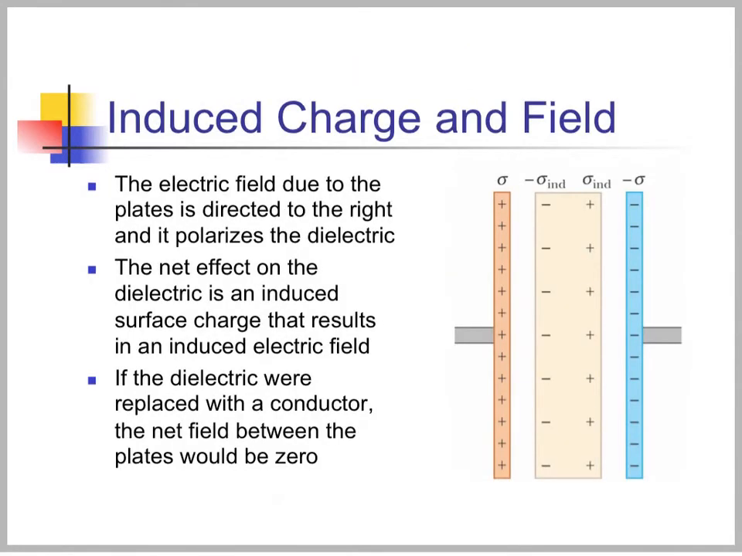So that electric field due to the plates is directed to the right and polarizes the dielectric. The net effect on the dielectric is an induced surface charge that results in an induced electric field. If the dielectric were replaced with a conductor, the net field between the plates, of course, would be zero.